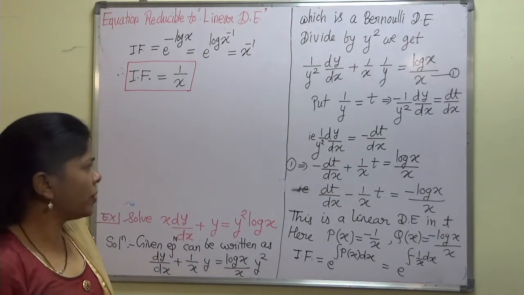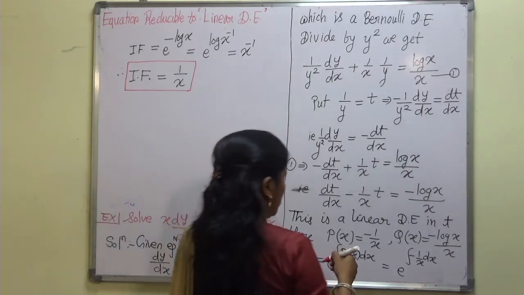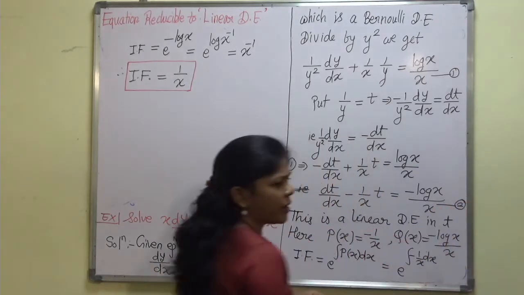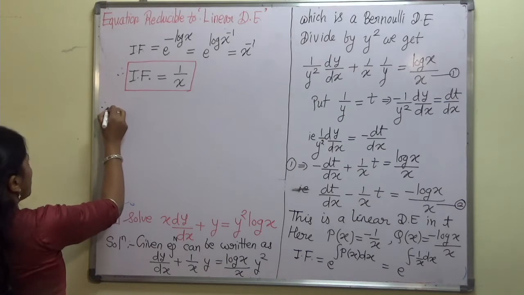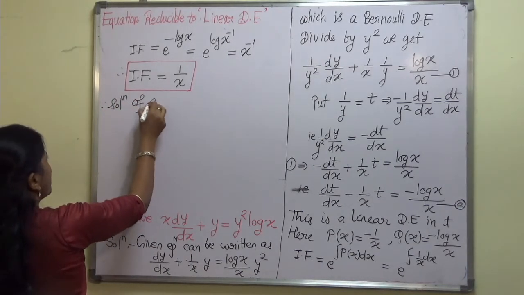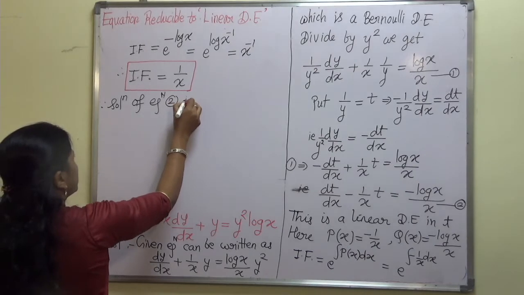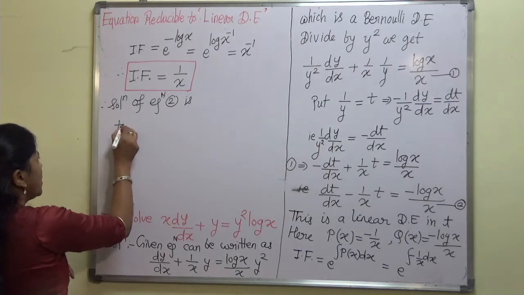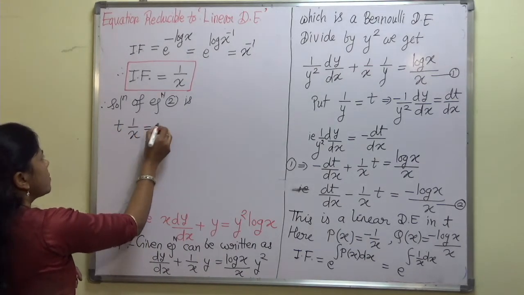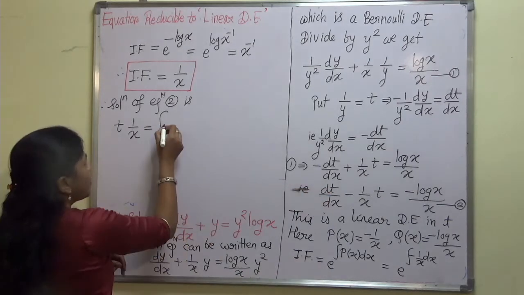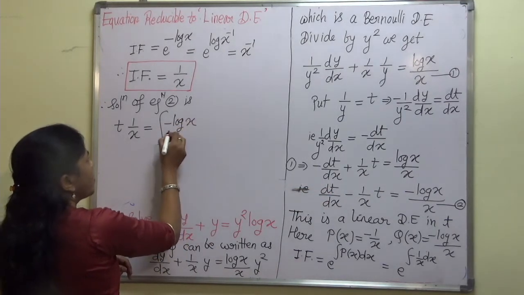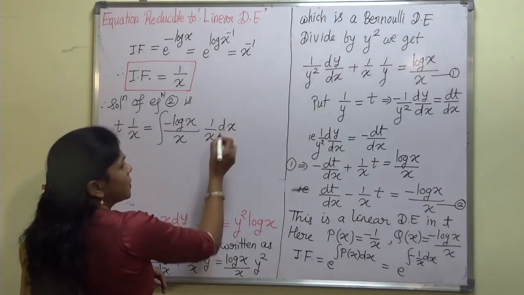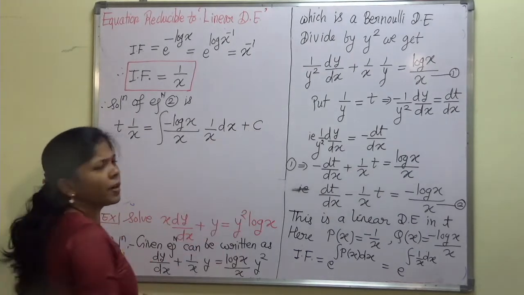Okay, so therefore we will write the solution for this linear differential equation. Therefore the solution of equation 2 is, identify the dependent variable, which is t. So it is t into the integrating factor 1 by x is equal to the integration of q, where q is minus log x by x, into 1 by x dx, plus the constant of integration.